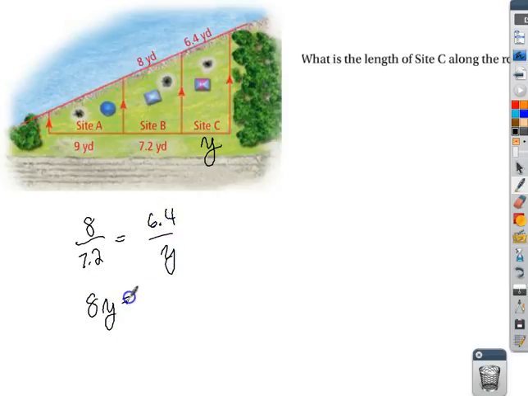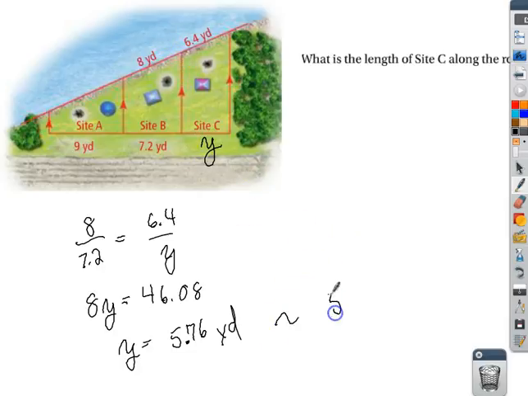So that's going to give me 8Y is equal to 7.2 times 6.4, which is 46.08. Then I would divide both sides by 8, and I would get 5.76. And if you wanted to round it off to keep your units consistent with everything else, that would round off to 5.8 yards.